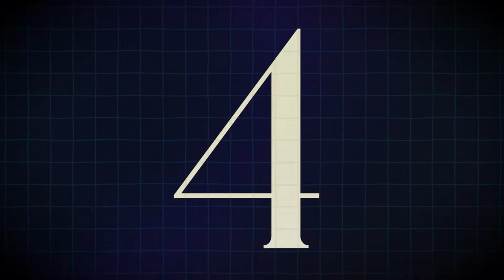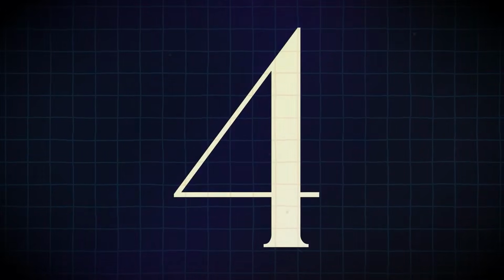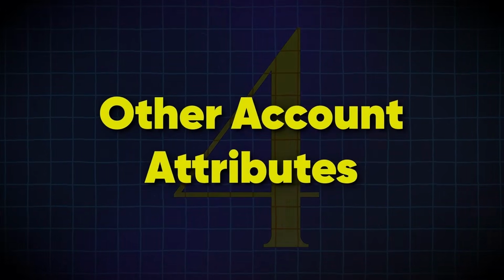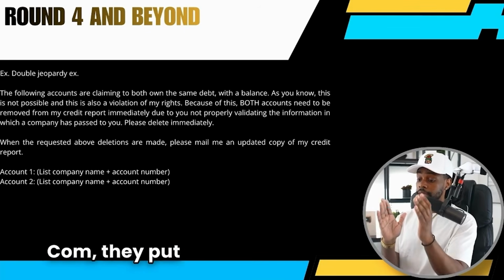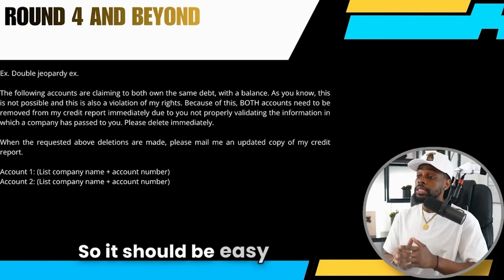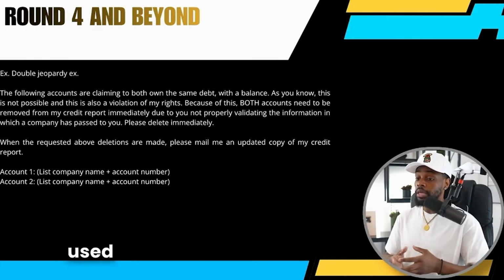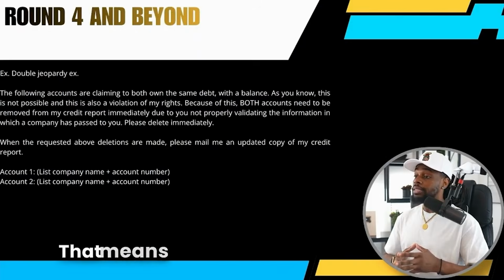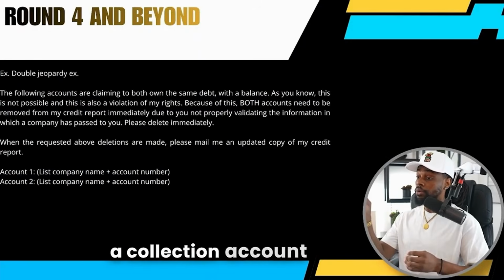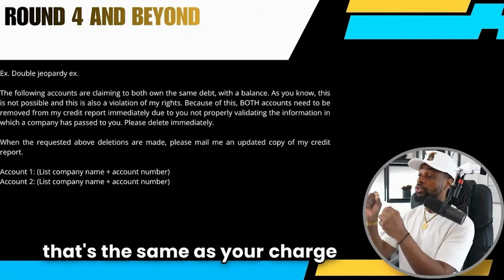Now, when it comes to round 4 and beyond, you're going to be looking at other account attributes. Again, on Ryezing.com, they put things side by side, so it should be easy for you to locate these attributes. Like, for example, the one I've used here is double jeopardy. That means that you may have a collection account that's the same as your charge off.